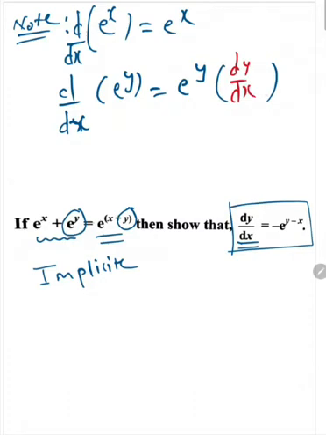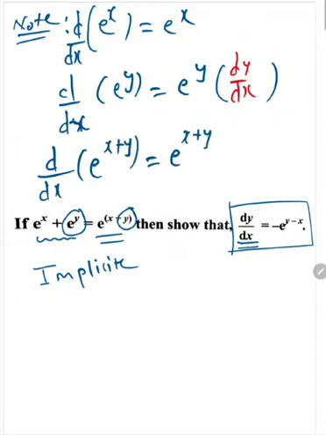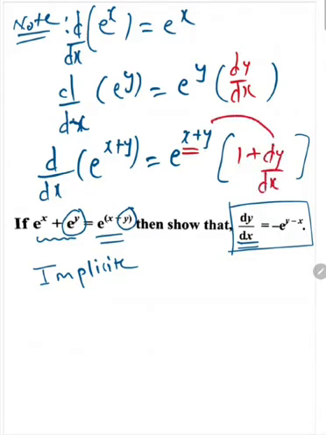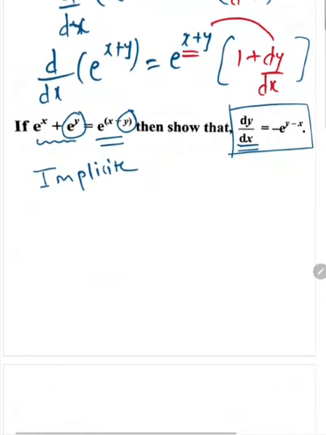Now tell me, think about it, what will be the derivative of e power x plus y? It will be e power x plus y, and as chain rule I need to take the derivative of x plus y again, right? What is the derivative of x? 1. What is the derivative of y? Derivative of y is dy by dx. Okay, so I am going to club all this basic concept together and solve this question.